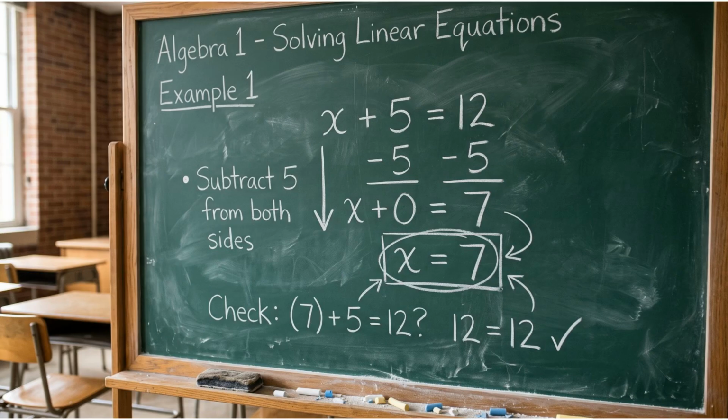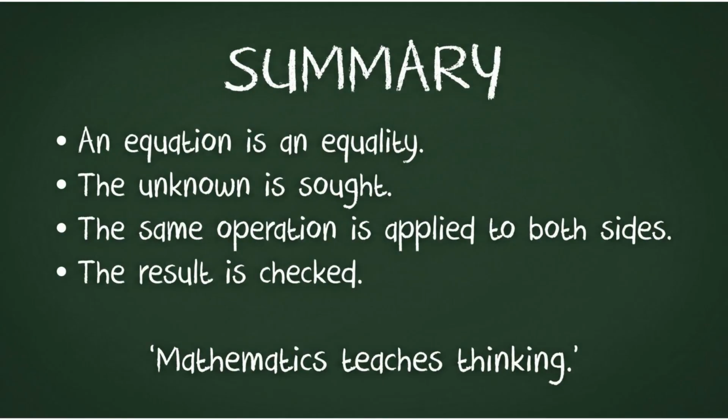Let's try another example. x plus 5 equals 12. We subtract 5 from both sides to isolate x, leaving us with x equals 7. Finally, we can verify our solution by checking the equation. 7 plus 5 is indeed 12, confirming our answer is correct.